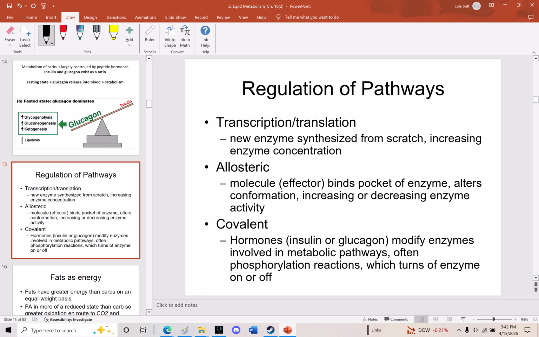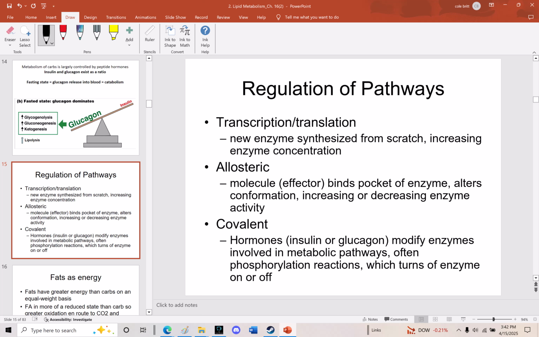So fats are energy. Keep in mind, fat is in a more reduced state than carbs. So I already told you guys what that means. Fatty acids are in more of a reduced state. What does that mean they have? More electrons. Fatty acids have more electrons because a fatty acid can be 16 carbons, whereas glucose is just 6 carbons. And so you have a lot more electrons that you can pull from fatty acids because they have a lot more carbons, which means a lot more electrons that you can take away.